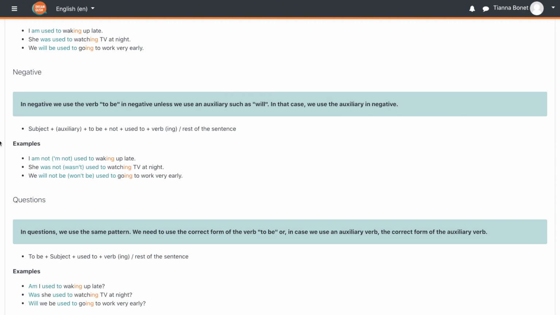Questions. In questions, we use the same pattern. We need to use the correct form of the verb to be, or, in case we use an auxiliary verb, the correct form of the auxiliary verb. We start with to be plus subject plus used to plus verb ing plus rest of the sentence. For example, am I used to waking up late? Was she used to watching TV at night? Will we be used to going to work very early?